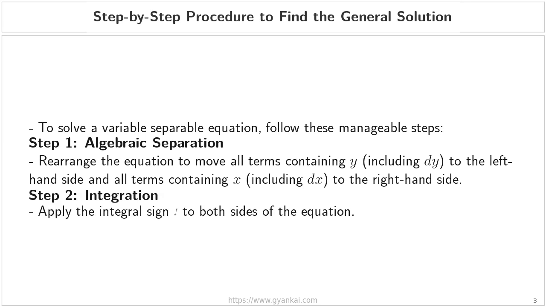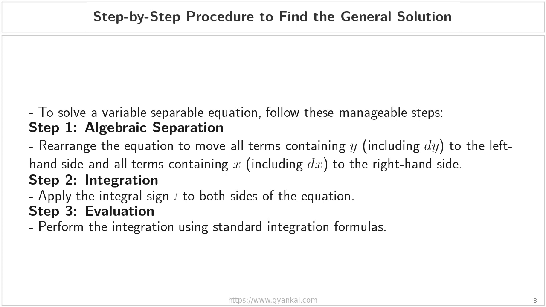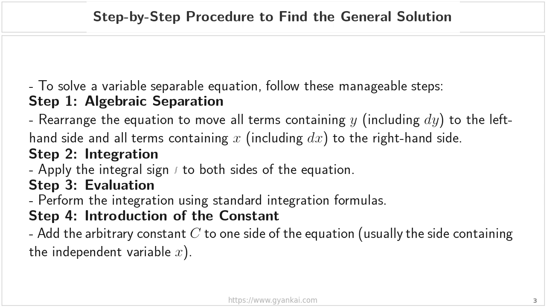Step 2 is integration. Once you have successfully isolated the variables, you apply the integral sign to both sides of the equation. This is the bridge that takes us from a differential equation to an algebraic one. Step 3 is evaluation. Now, you perform the actual integration. You'll rely on your knowledge of standard integration formulas, the same ones you've been practicing, to find the antiderivatives for both sides.